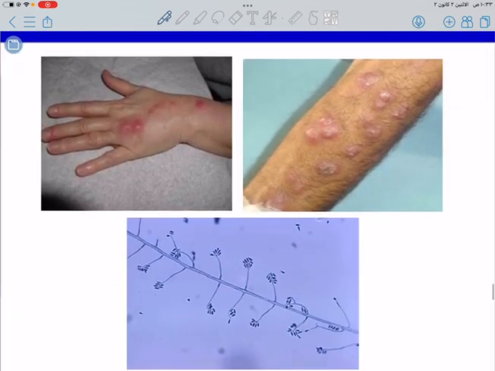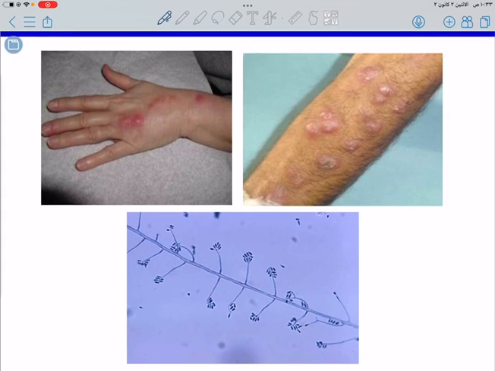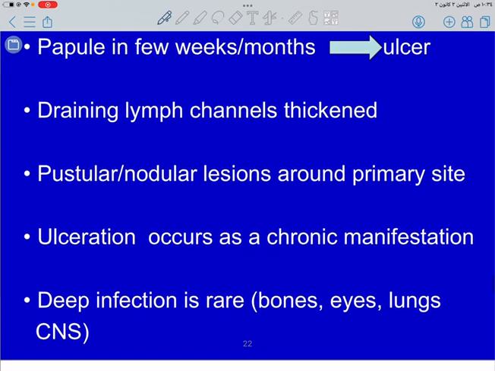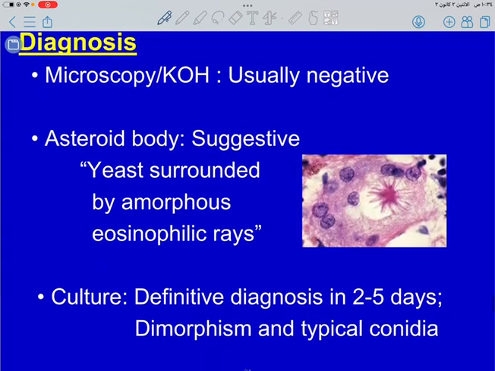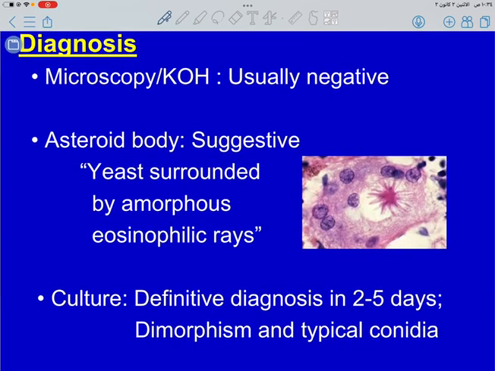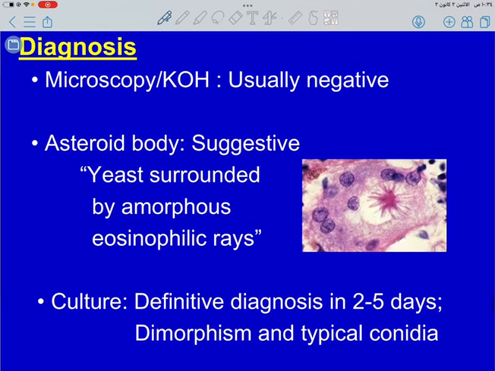You can see sporotrichosis. These are pustules, you can see. These are granuloma. These are the hyphae and conidia. Okay? So this is the sporotrichosis. Diagnosis: microscopic KOH, usually negative. ليه negative? Again, the fungi is scanty, قليلة, very few. But there is characteristic in the lesion. If you do biopsy and stain it, you can see asteroid body. This is the asteroid body.